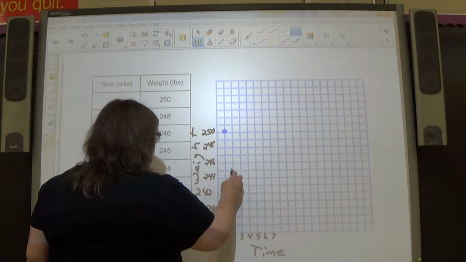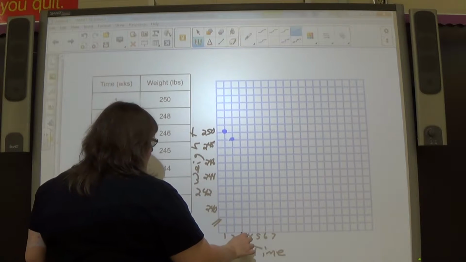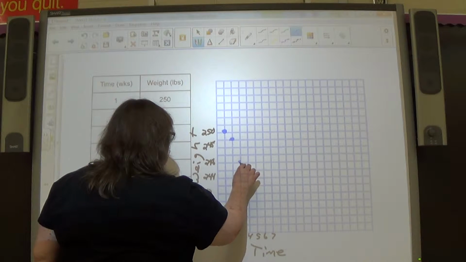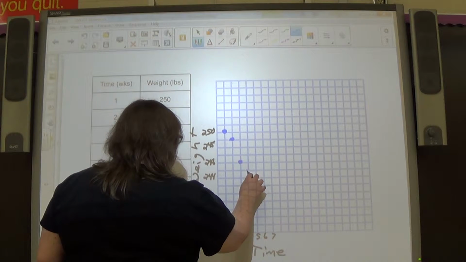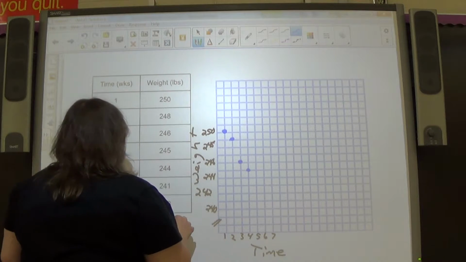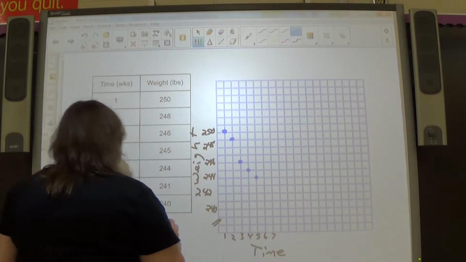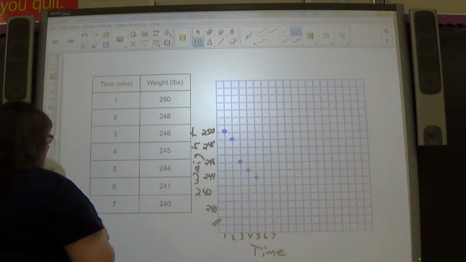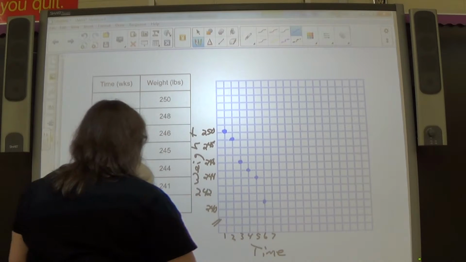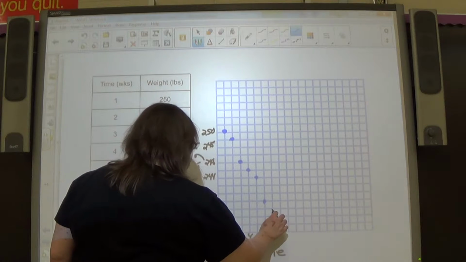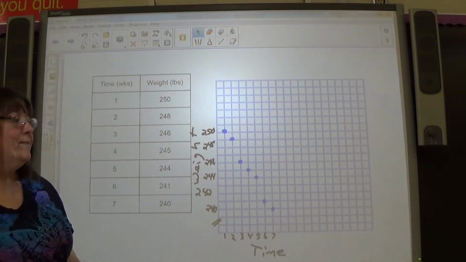Week 2 is 248. Week 3 is 246. Week 4 is 245. Didn't do so well on that one. Okay, week 5 is 244. Okay, week 6 is 241. And finally, week 7 is 240. Okay? So there's my scatter plot.